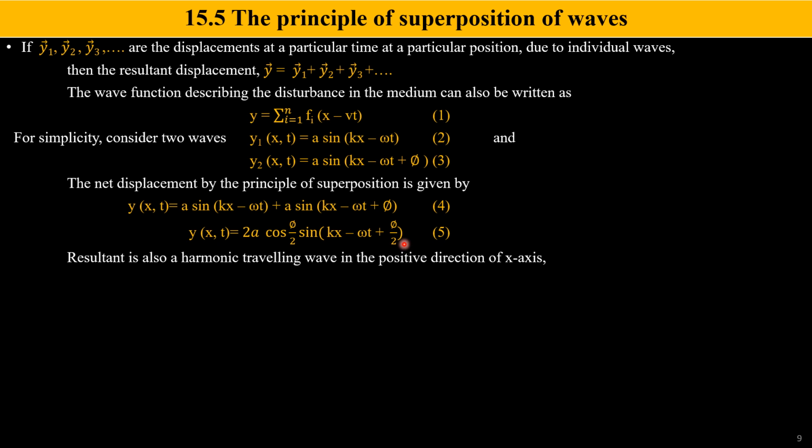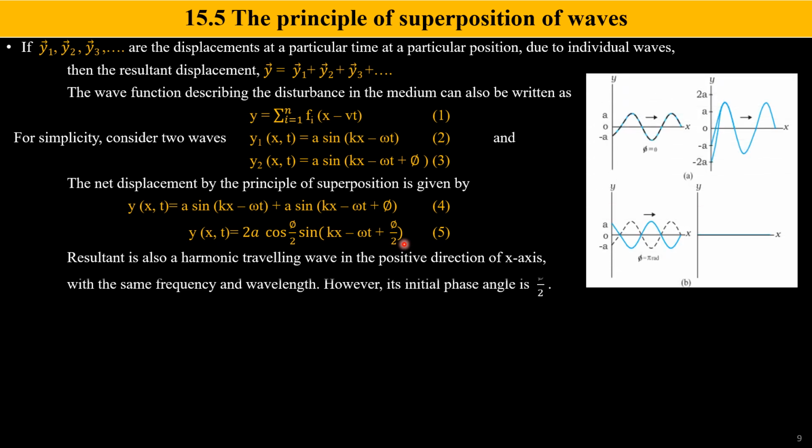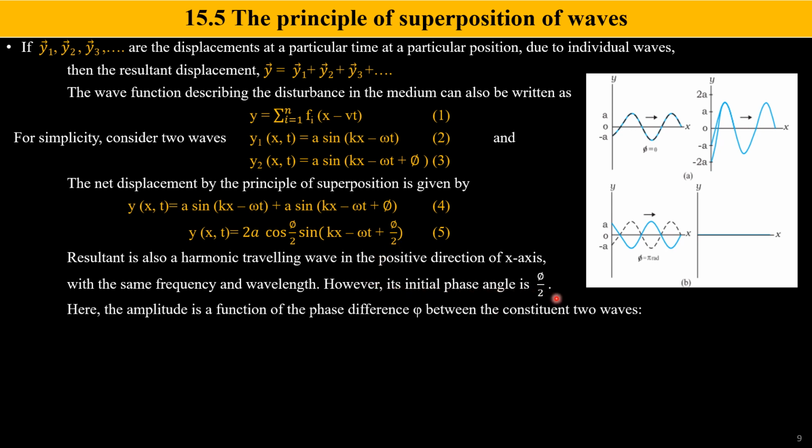So, we can consider three cases. Hence, the resultant is a harmonic traveling wave in positive direction of x-axis with the same frequency. However, its initial phase angle is phi by 2 but the amplitude is a function of phase difference. Here the amplitude is 2a cos(phi/2). Therefore, A(phi), a function of phi, the phase constant, is given by the relation A(phi) equal to 2a cos(phi/2). Let it be equation 6.